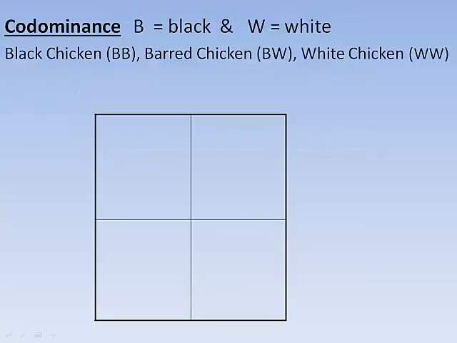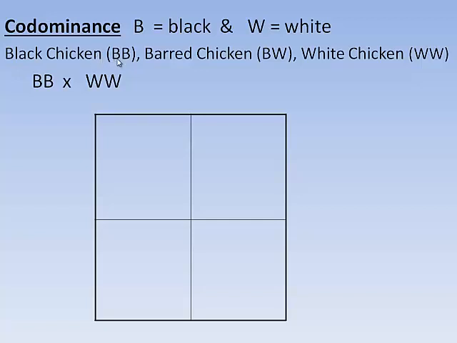Okay, so let's look at this. We're going to take a homozygous black and a homozygous white chicken, and we're going to cross them. These are the phenotypes and the genotypes that are possible.